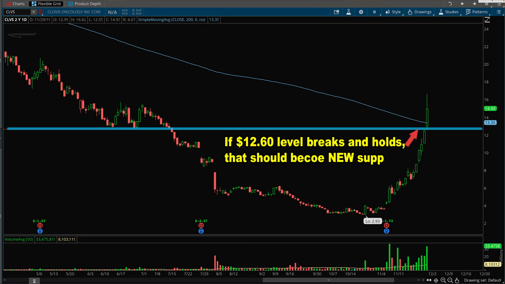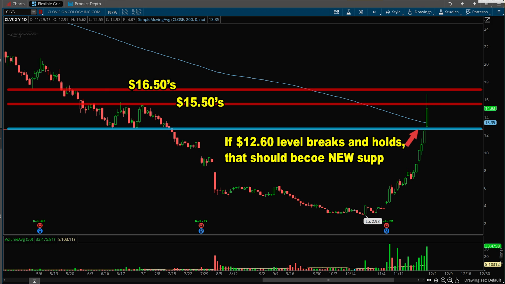So in this case for CLVS, once we broke above that 12.60s prior resistance successfully and hold above it, that should be the new support level. And if that support holds, you can see the next resistance is 15.50s, and after that 16.50s. These are all just basic technical analysis.